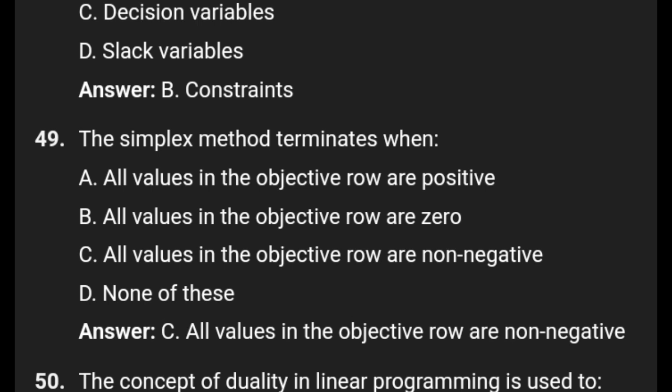All values in the objective row are positive, B. All values in the objective row are 0, C. All values in the objective row are non-negative, D. None of these. Answer: C. All values in the objective row are non-negative.